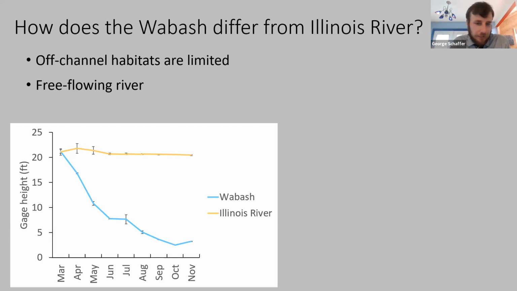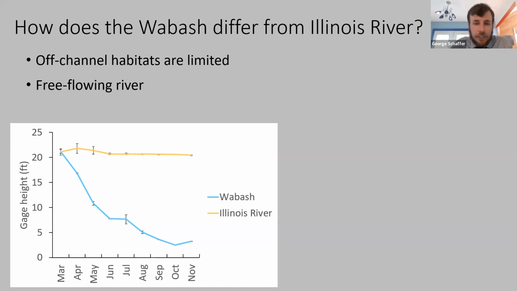So what we see here in this figure, with gauge height on the y-axis in feet and month on the x-axis, the blue line represents average gauge height for that month within the Wabash River. So what we see is that the river pretty much drains throughout the year, and that the gauge height is relatively unstable with high variability throughout the year. In contrast, the Illinois River in the yellow line shows a pretty stable system, and the gauge height does not change very drastically throughout the year.